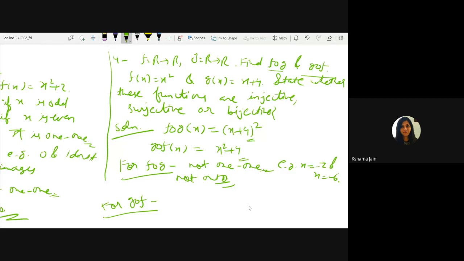GOF is x square plus 4. Let's talk about it. Is it 1-1? No. Why? Because of the same thing: for positive or negative, if you put it, you will get the same value. Okay, onto.